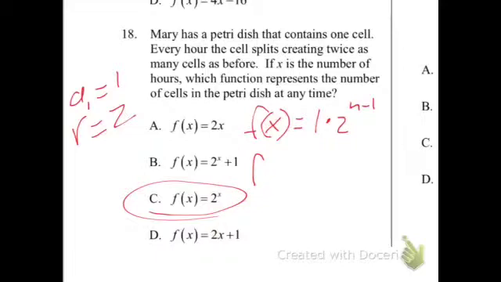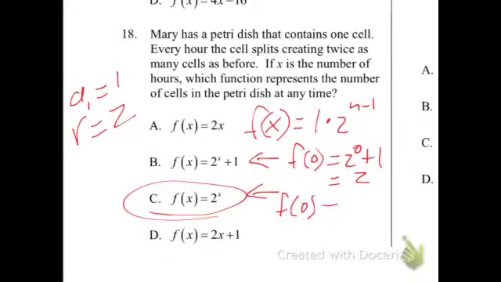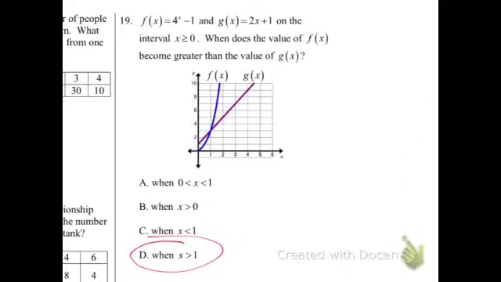If you plug in your function here, you notice how these all have 2 to the x, and so that gives us a head start. We know we've got to have 2 with an exponent. We'll plug in 0 into both of these and see which one gives you a start value of 1. If you plug it into the top one, you're going to get 2 to the 0 plus 1. Well, 2 to the 0 is 1, so that's going to give you 2. If you plug it into the second one, you're going to get 2 to the 0, which is just 1. And so that's why C is the answer for this one, because the start value is 1.